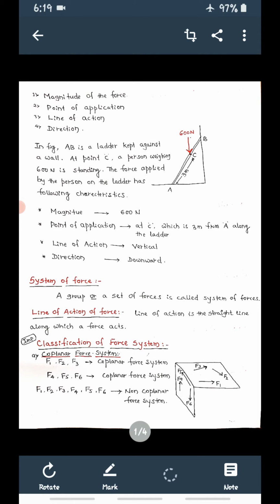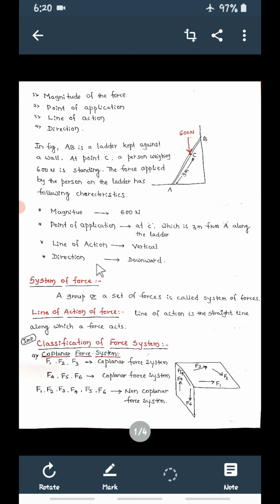In the last class, we studied the different elements of a force, that is, magnitude of force, point of application, line of action, and direction. These are the four elements of a force required to give a clear picture of a force. Now let us move on to the next important segment of this session, that is, a system of forces.